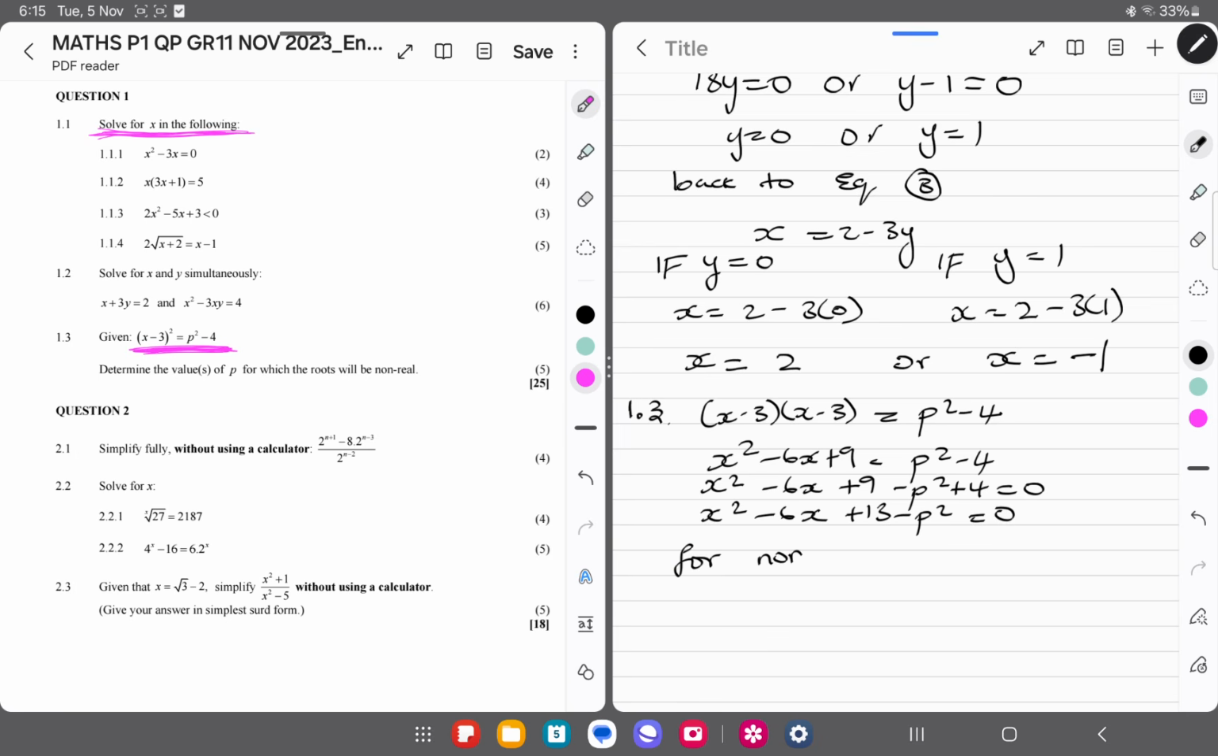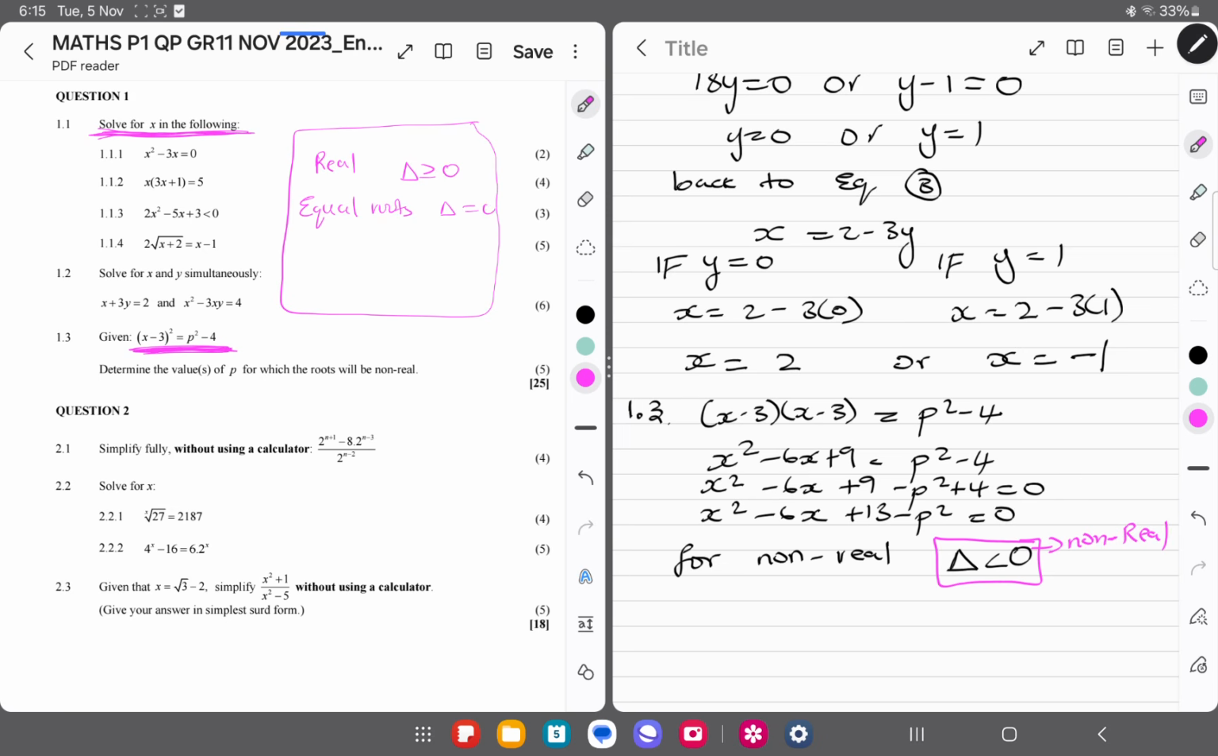So we know that for non-real, the discriminant must be less than 0. Let me make a table on the side here for you. If it's real, the discriminant will be greater than or equal to 0. If it will have equal roots, the discriminant must equal 0. Unequal roots, the discriminant must be bigger than 0. If you want it to be rational, the discriminant must be a perfect square. Irrational, this will not be a perfect square.